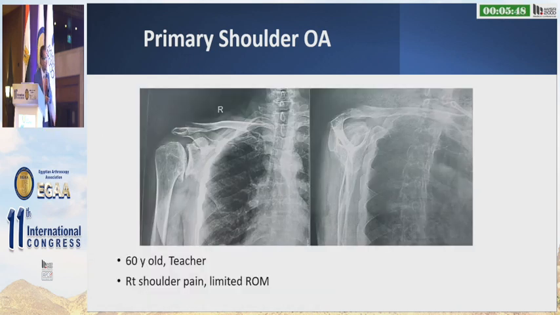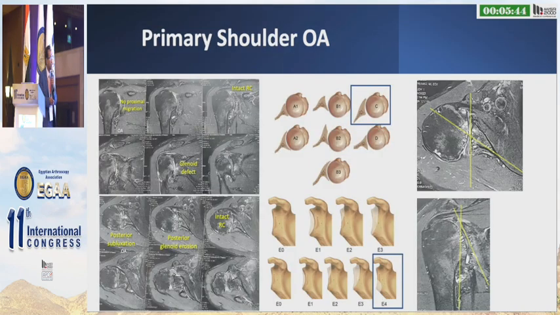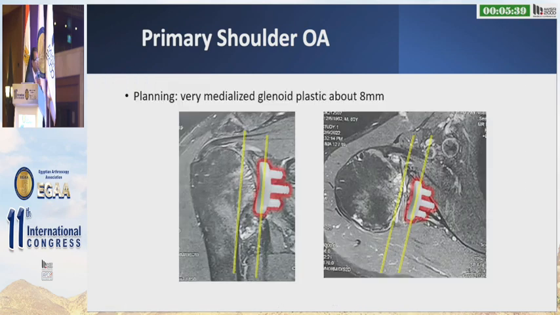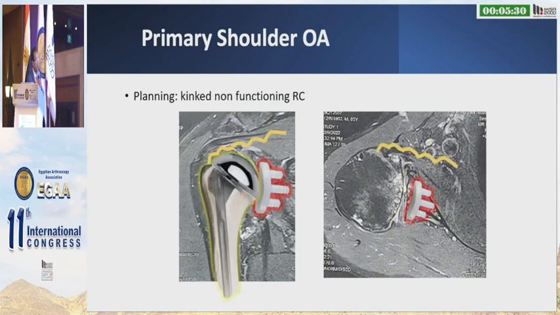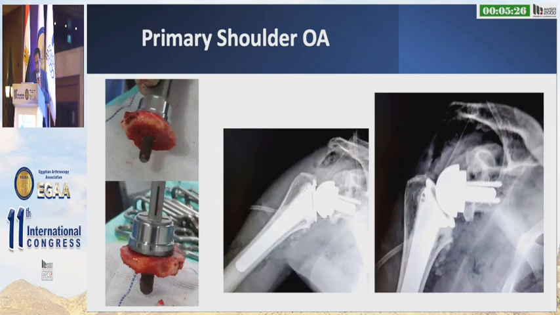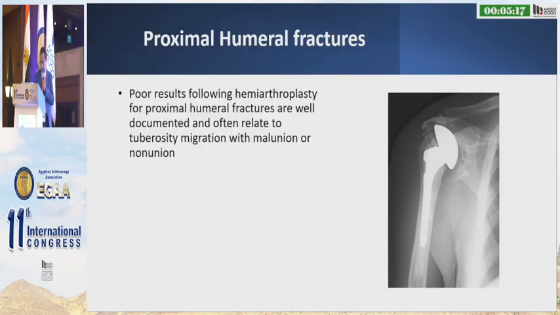This is a case here, a 60-year-old teacher with right shoulder pain and limited range of motion. You can see here the MRI with intact cuff, but there is a glenoid defect and posterior glenoid wear. If you plan to use the anatomic replacement, the plastic glenoid will be very medialized, kinking and non-functioning of the rotator cuff. So in such a case, I implant a reverse shoulder arthroplasty with grafting of the glenoid.